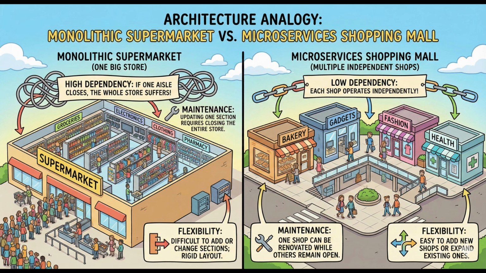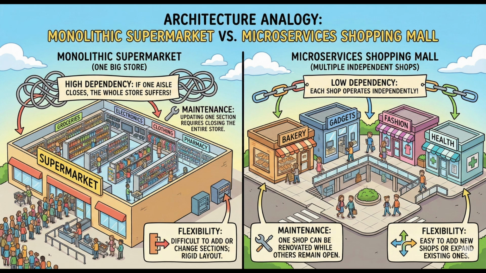Microservices are more like a shopping mall. Each store runs its own business. There's a bakery, a clothing store, a mobile shop, and so on. If one store closes for maintenance, it doesn't affect the rest of the mall. Everything else keeps running smoothly. This separation gives you more flexibility and fewer disruptions.